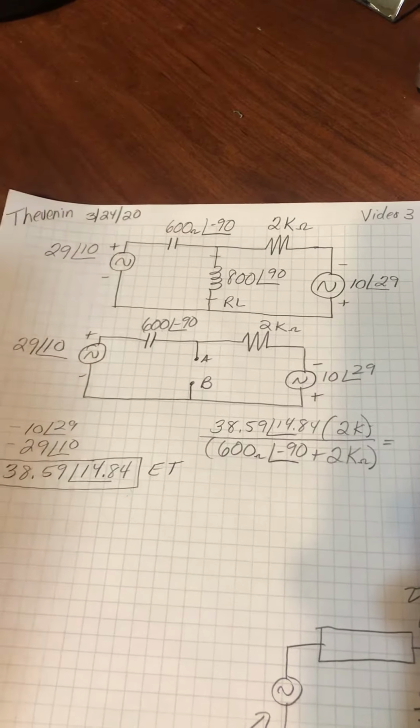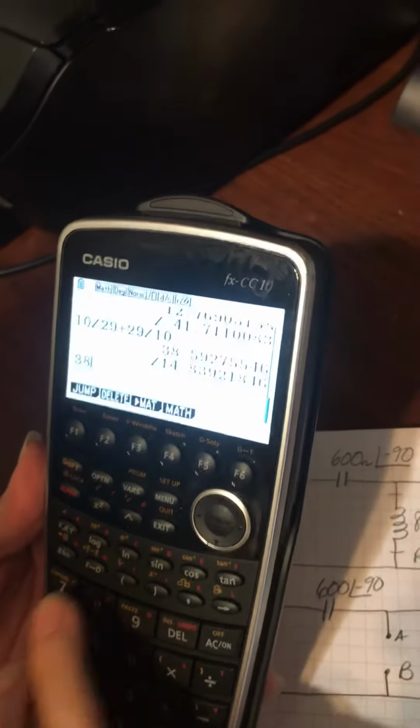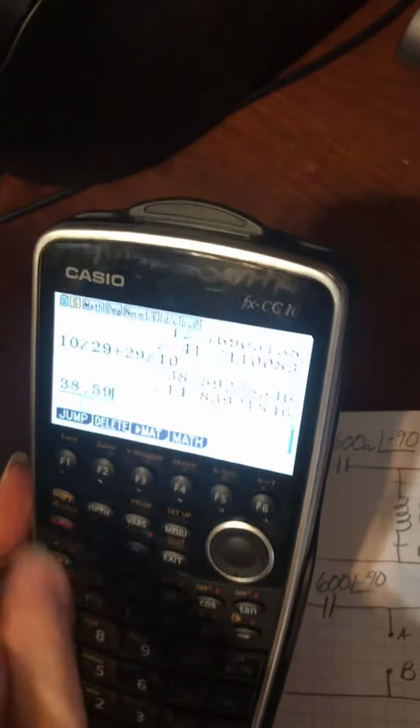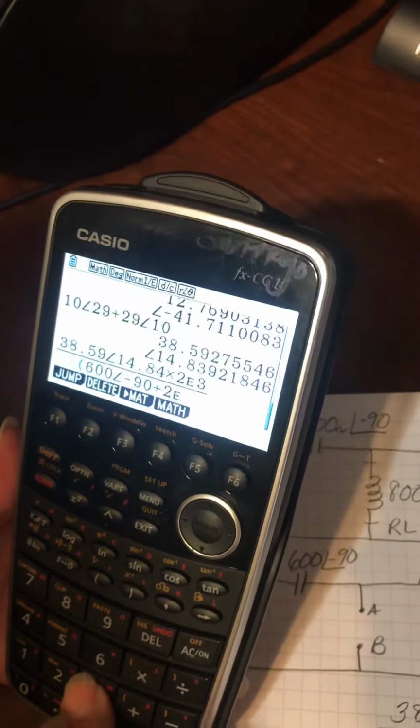So we can put 38.59 at an angle of 14.84. Oop, I put 48. 84. Oh, and this angle 14 too, yeah. Okay, times 2K divided by them added together, 600 at an angle of negative 90 plus 2K.